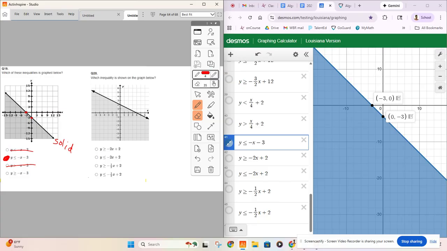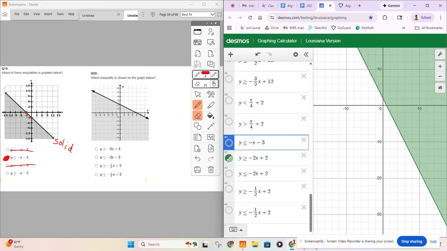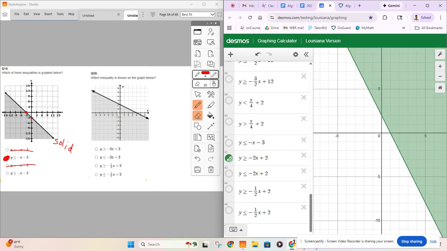And number 20, once again, this is a solid line. Well, they're all equal to, so that means I'm good. I'm going to try each one of them. For the first one, I see that it's going through the ordered pairs 2, 0 and 1, 0. 0, 2 is right, but 1, 0 would be right here. That's not how this line is going, so that one is not right.